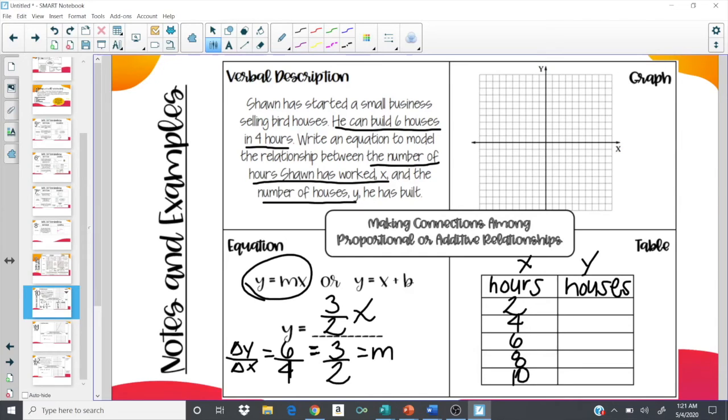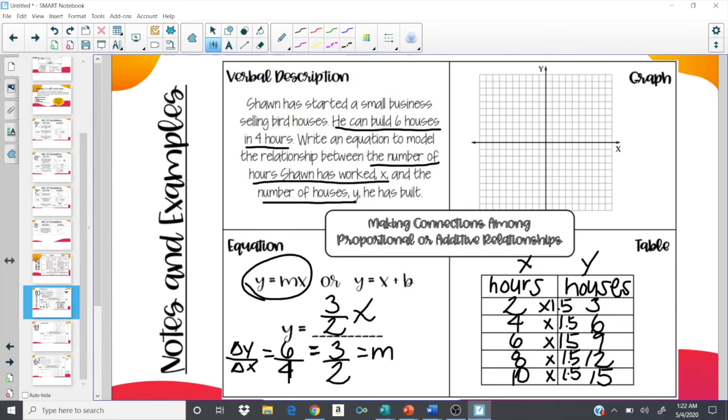So our constant rate of change would be 3 over 2, or we would have to multiply by 3 over 2. I'm going to make it easy on myself because 3 over 2 is equal to 1.5. So I'm just going to multiply my x values by 1.5 in my calculator. Okay, so 2 times 1.5 is equal to 3. 4 times 1.5 is equal to 6. 6 times 1.5 is equal to 9. 8 times 1.5 is equal to 12. And 10 times 1.5 is equal to 15.